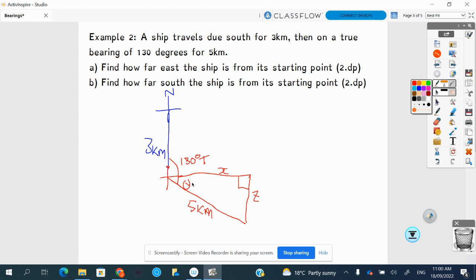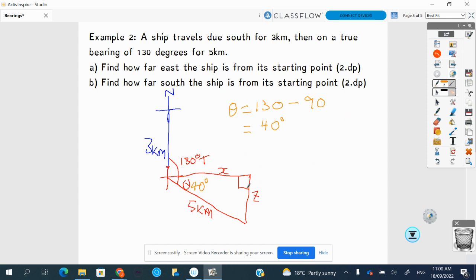The first thing we need to do is find the value of theta. So theta is going to be this 130 degrees true, but we're going to subtract 90 degrees, which is this section here. So theta equals 130 minus 90, and that's going to give us 40 degrees. So I'm just going to indicate that this angle in here is 40 degrees.